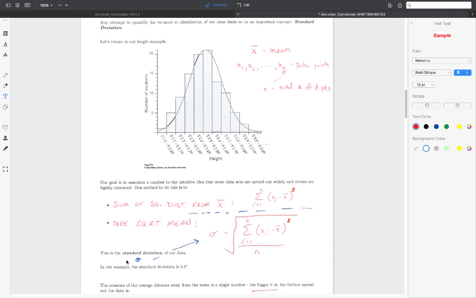For those of you who've had statistics, this is the population standard deviation. We will talk about a sample standard deviation later, possibly. But this gives us some measurement telling us how spread out or tightly clustered our data is. The bigger the standard deviation is, the further spread out the data is. The smaller it is, the more tightly clustered it is. So for example, in our example here, the standard deviation happened to be 2/10.